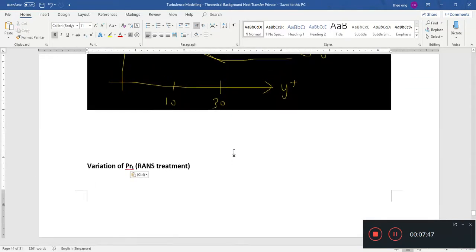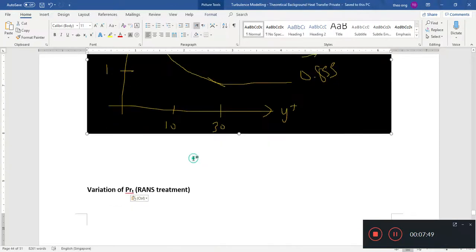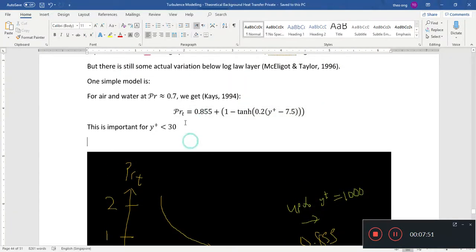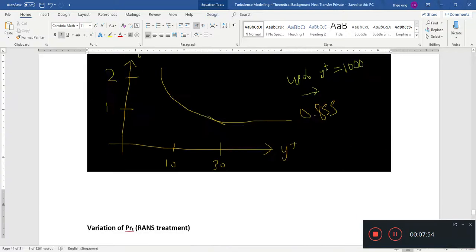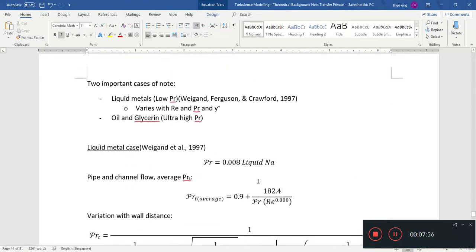Alright, the other interesting cases are where we don't talk about fluids near Prandtl number equals 1. There are two important cases. One is liquid metal, which has a low Prandtl number, and the other is oil and glycerin, which have a very high Prandtl number. How low? The Prandtl number of liquid sodium is about 0.008. So this is the order of magnitude you are expecting for a low Prandtl number fluid, where these effects become more important.